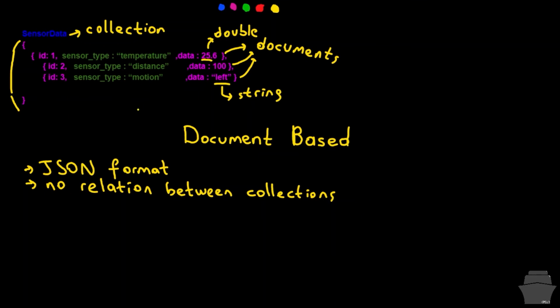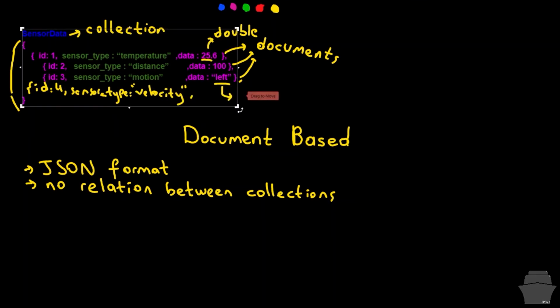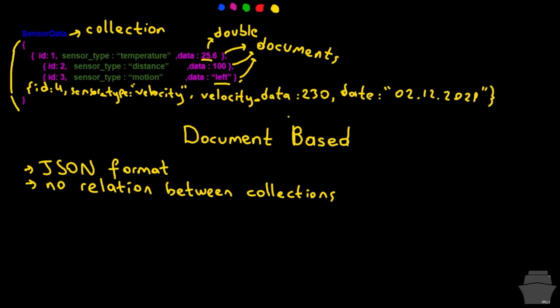I want to add another document here. Let's say ID is 4 and sensor type is velocity. This time I am not going to use the data field. Instead, I'm going to use velocity data. Let's say 230. I can add one more field in here. Let's add a date field. As you can see, I don't have to use the same fields for each document. You can change the field name or use more fields. Of course, using a different field name for each document is not a smart approach because it may be difficult when we try to read those different field names. Anyway, it provides flexibility. So let's write down no fixed data type.